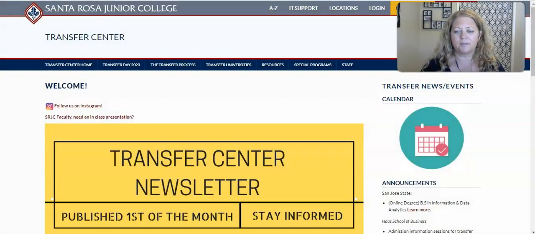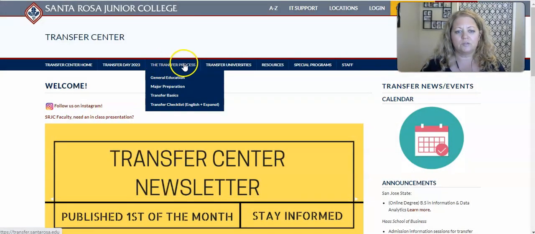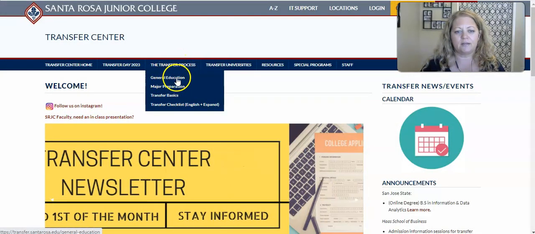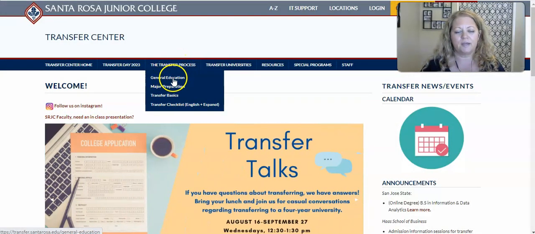So I am going to go over the CSU GE sheet so you have a clear understanding of what those requirements are. So let's go ahead and jump in. I'm on the Transfer Center website and you can go to the transfer process here, and here's general education, okay?